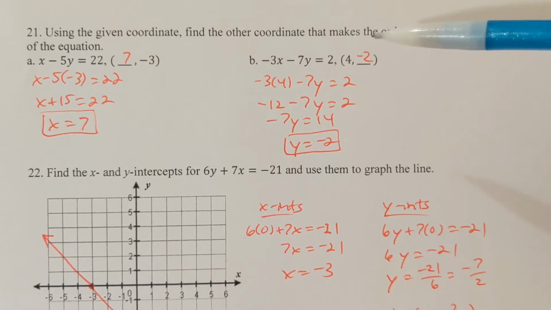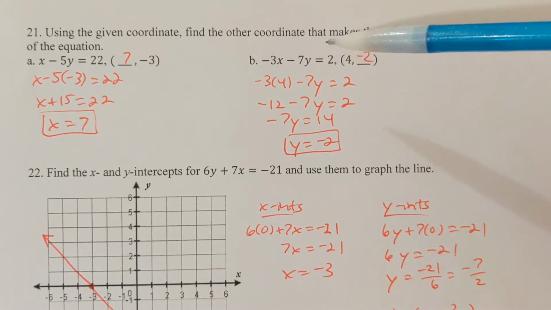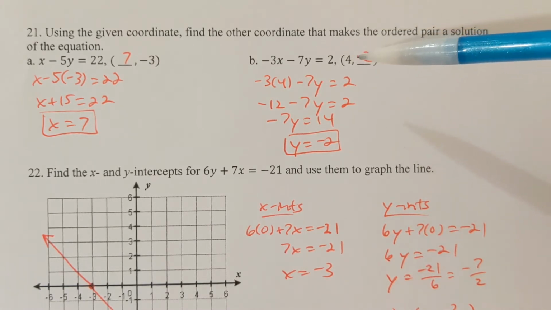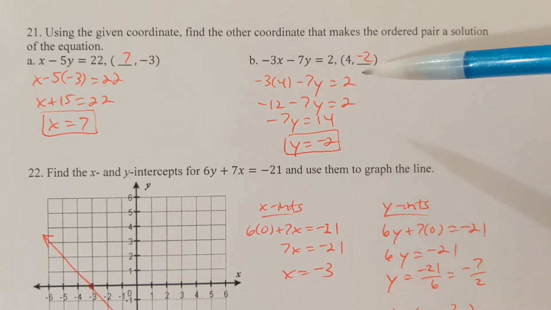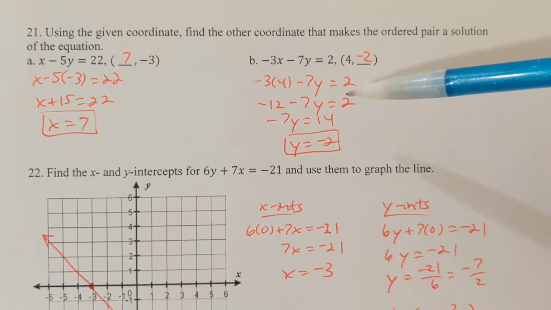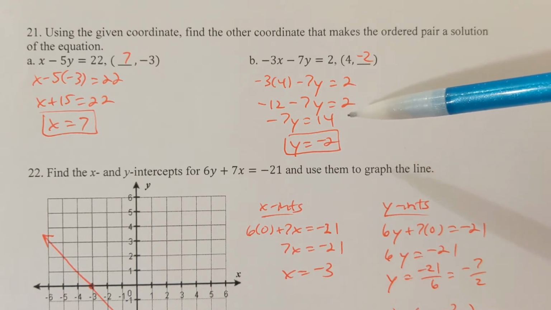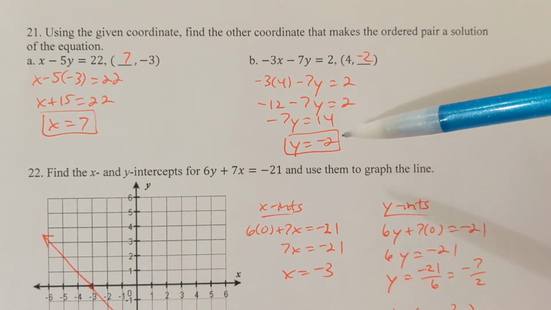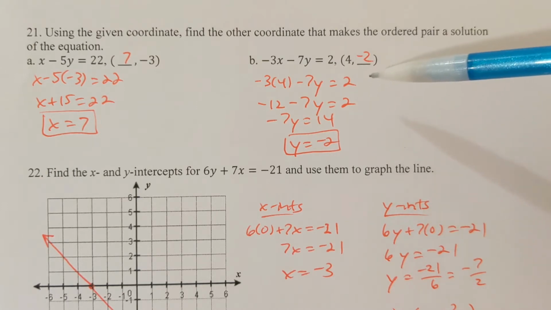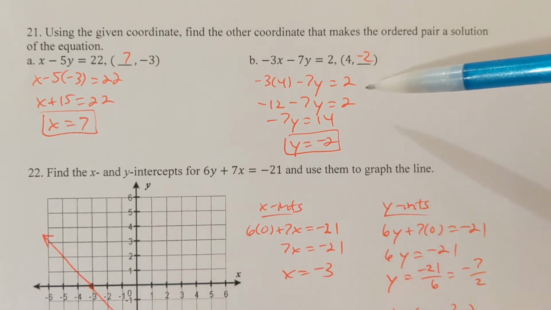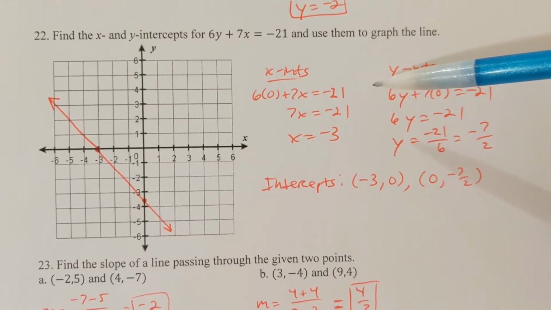Okay, part B. -3x minus 7y equals 2, x is 4. -12 minus 7y equals 2. Add 12 to both sides, -7y equals 14, divided by -7, y equals -2. Okay.